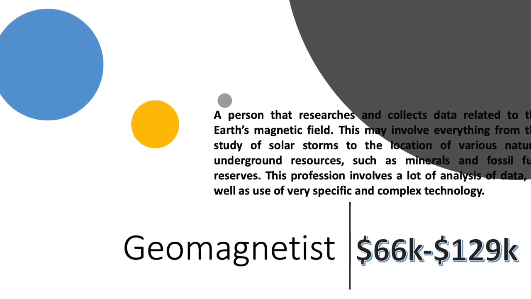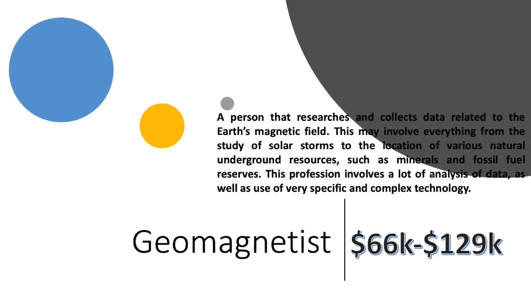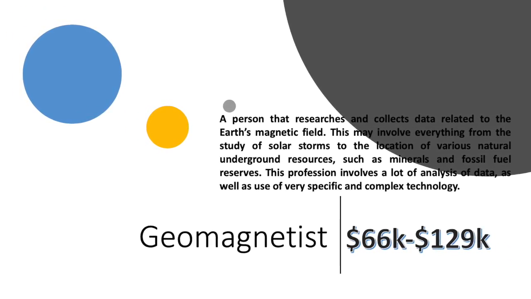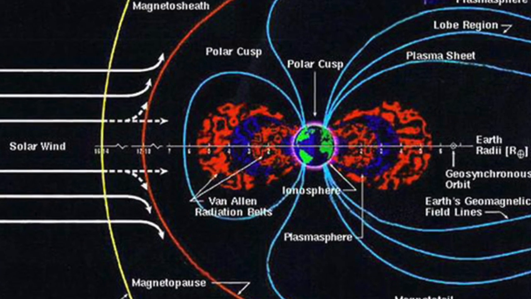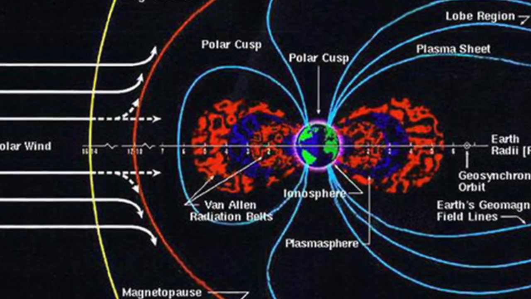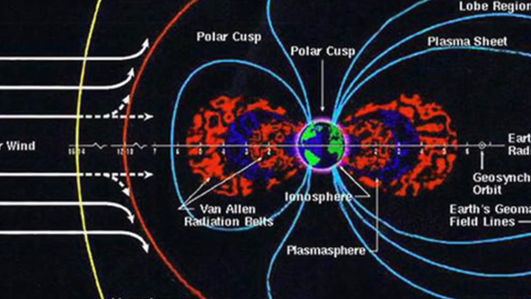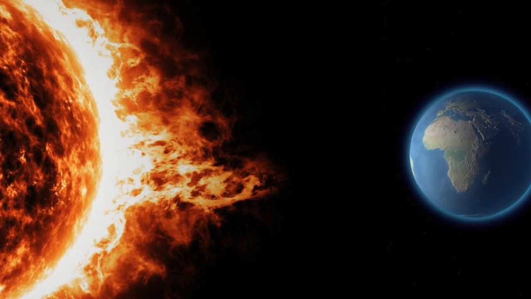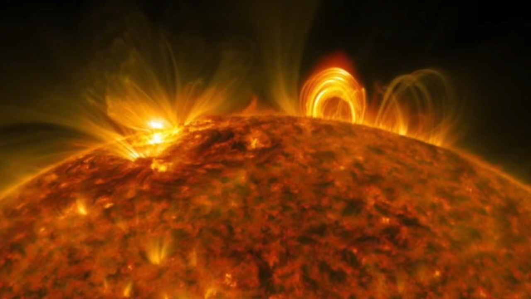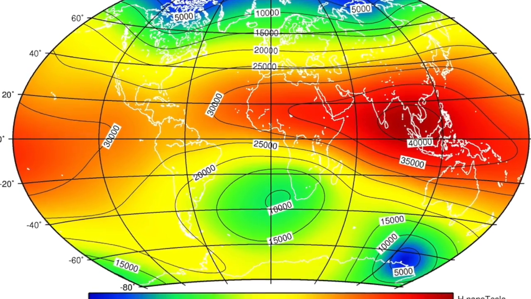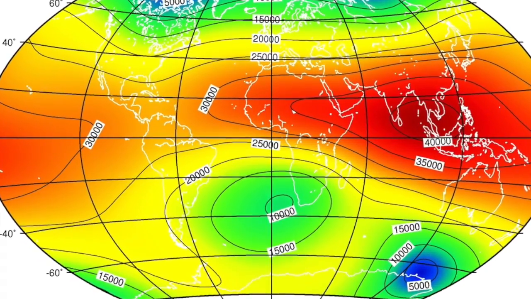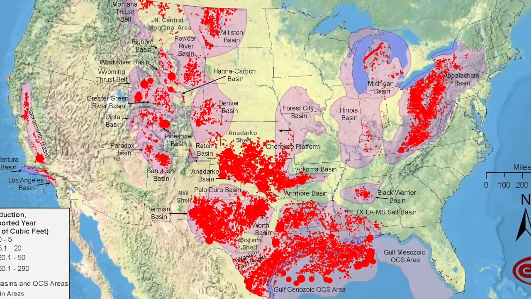One profession related to fields is a geomagnetist. A geomagnetist is somebody that collects data and does research related to Earth's magnetic field. Research is then used to study solar storms, and although that's also related to the sun's magnetic field, geomagnetists study it anyway. Geomagnetists are also able to locate natural resources that are underground, such as fossil fuels and some minerals.